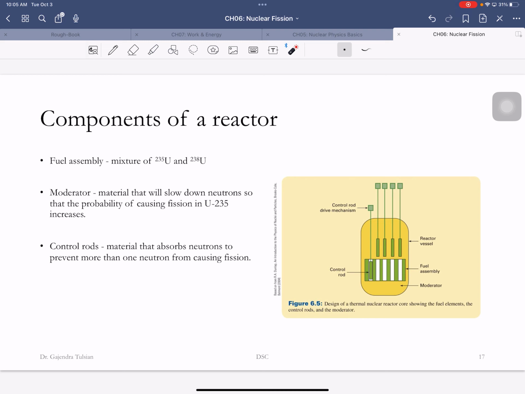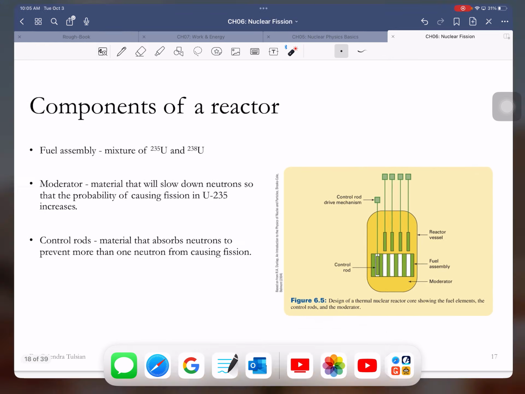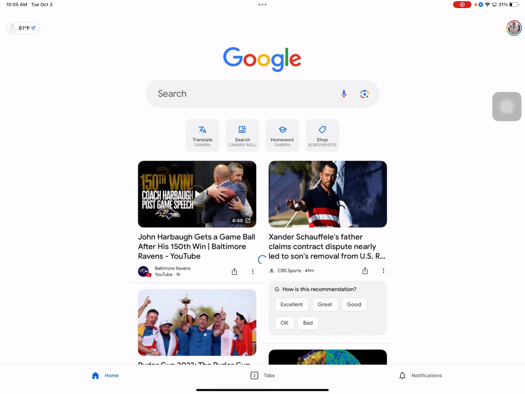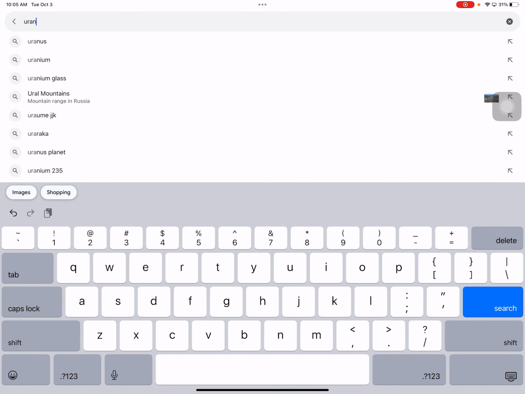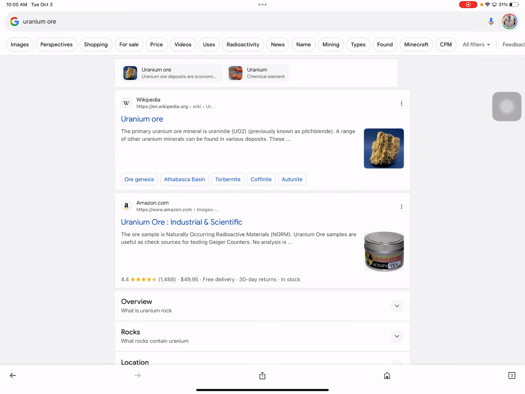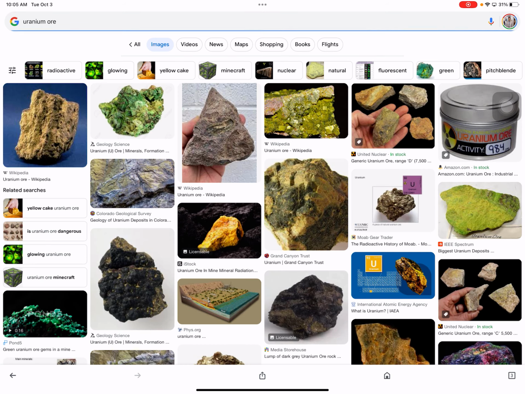Is uranium a gas? It's a solid. What does it look like? Uranium ore for sale.